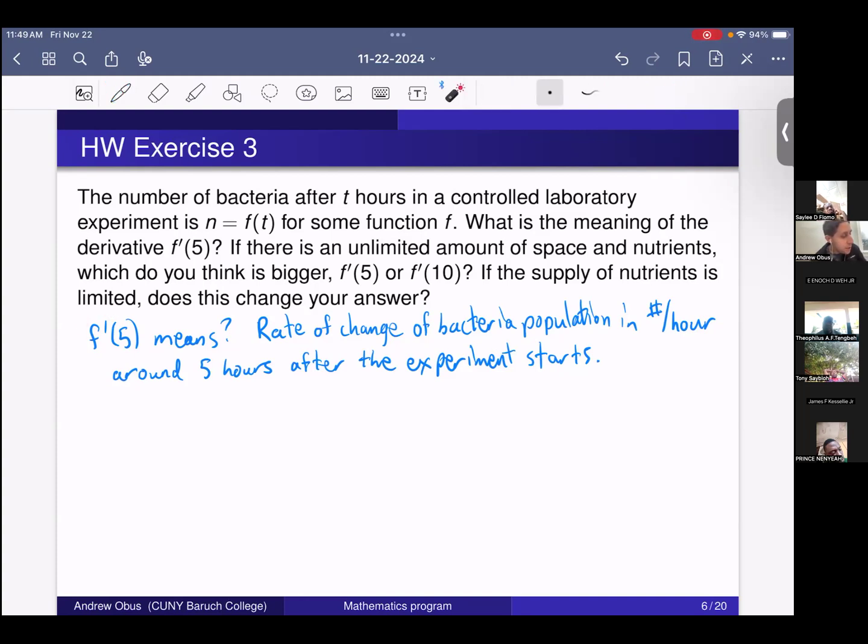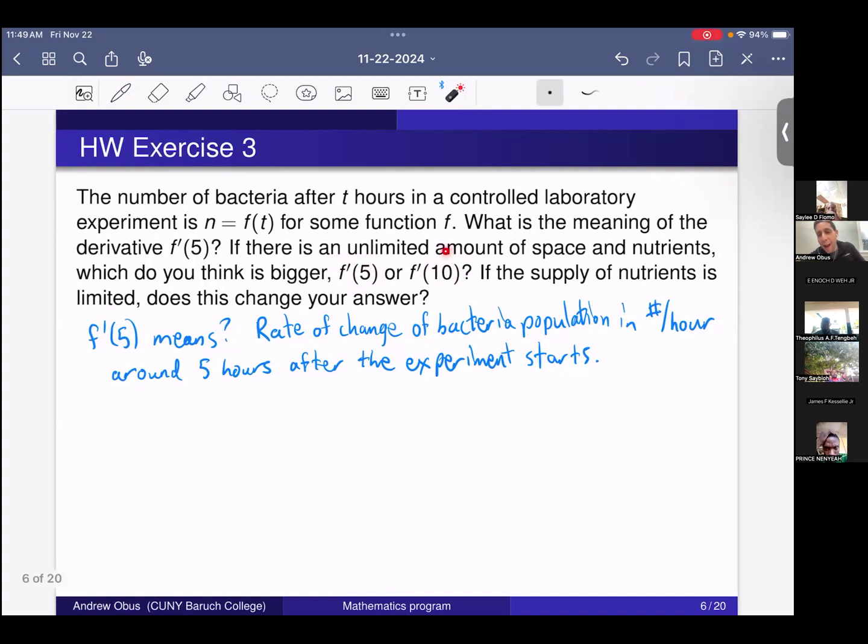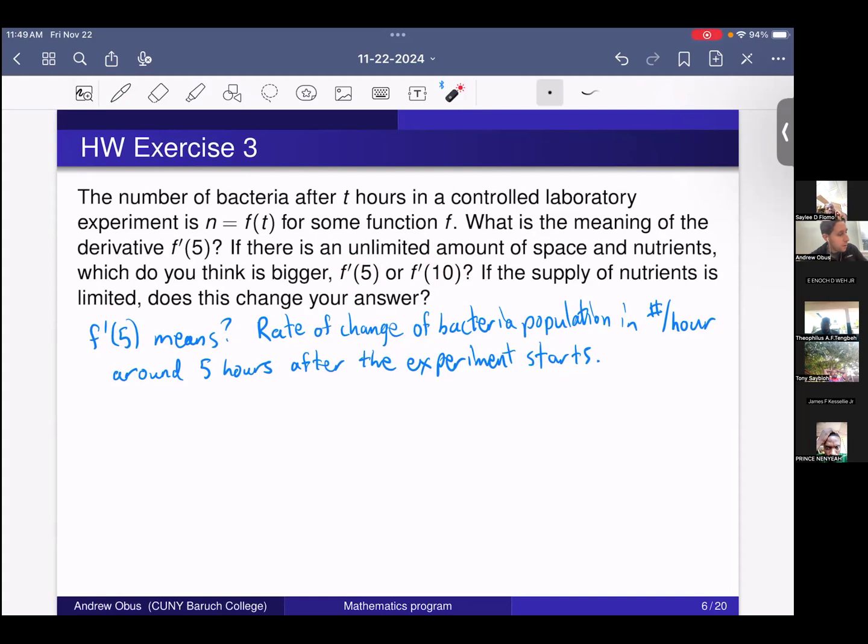So now here's a question. Let's say that we're in this big tank. We have a small bacteria population and lots of food and lots of space. So the question is, when is this rate of change higher? Is it going to be higher after 5 hours, or after 10 hours? So this is F prime of 5 versus F prime of 10. What do we know about how bacteria grow? This is a little bit of a biology question, I guess. But what do we know about how bacteria grow?